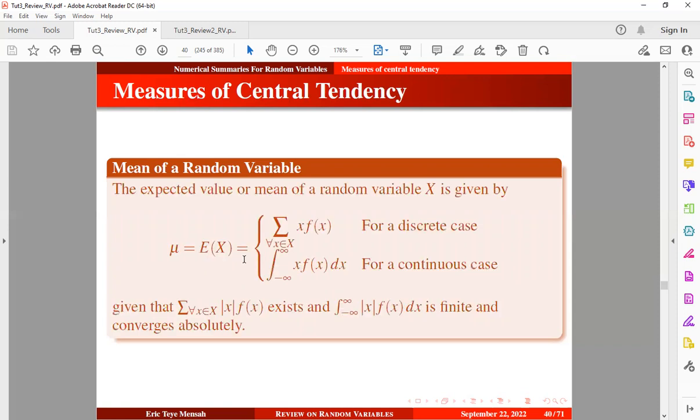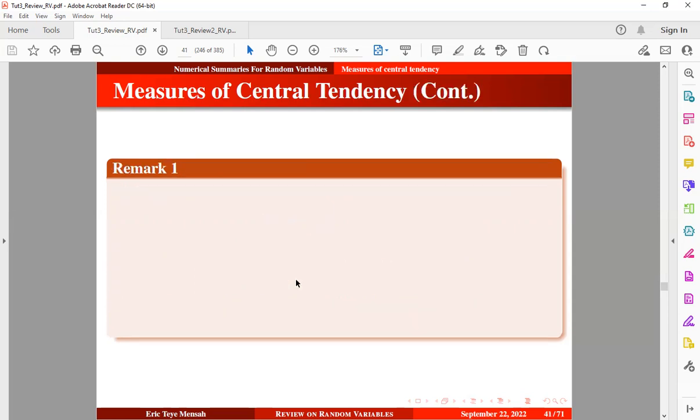So mathematically, the expected value or mean of a random variable X is given by the expression below. If our random variable is discrete, we use this expression, and if the random variable X is continuous, we'll use this expression. So now let's take a look at this framework.